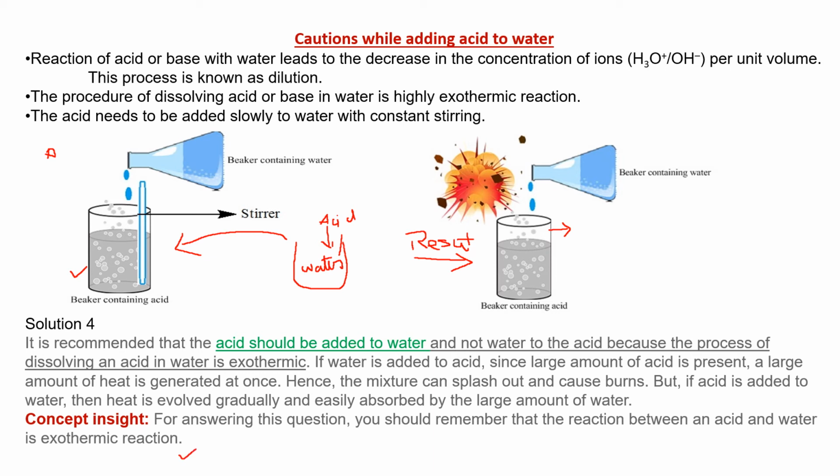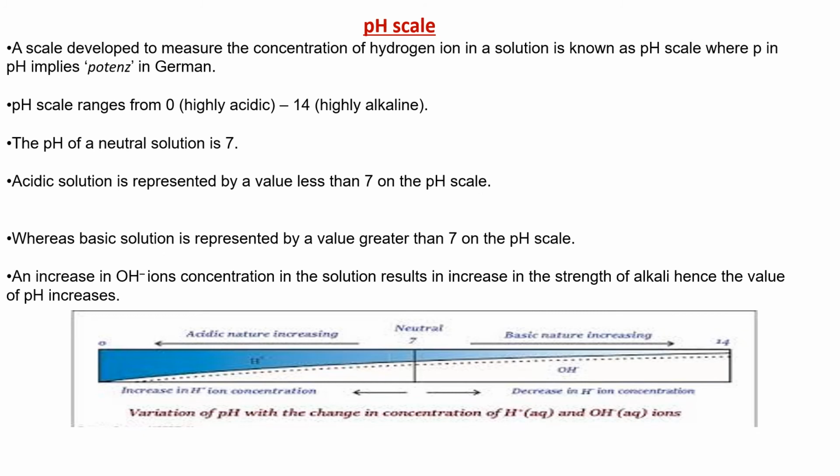So they can ask why the container was hot when Mohan was mixing acid to water. The container was hot. Why? Because it was an exothermic reaction, right? Coming to the pH scale. pH is the power of hydrogen, right? Power of hydrogen.